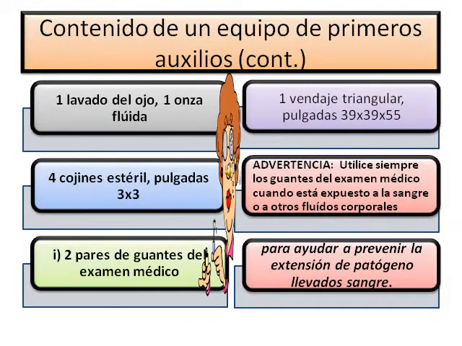We'll also add 1 eye wash, that is 1 fluid ounce, 4 sterile pads 3 by 3, 2 pairs of medical exam gloves, 1 triangular bandage, 39 by 39 by 55. And remember, always use medical exam gloves when exposed to blood or other bodily fluids to help prevent the spread of blood-borne pathogens.